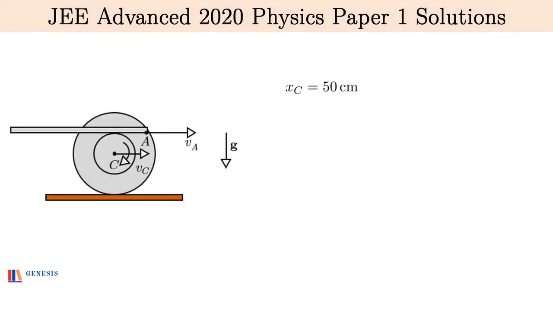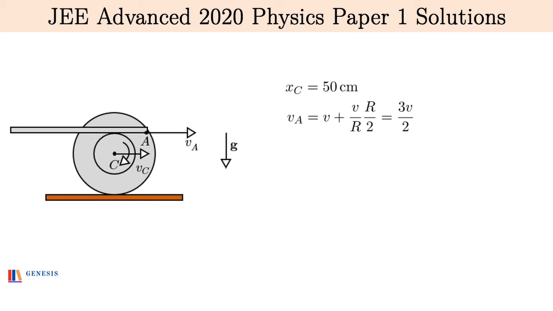Let us denote the distance moved by the center of the roller to be xc is equal to 50 centimeters, and from the data given, I'm taking the inner and outer radii as r by 2 and r. The velocity of the point A will be VA is equal to V plus omega r by 2. Omega I'm writing V by r as there is no slipping at the bottommost point, and this VA comes out to be 3V by 2.